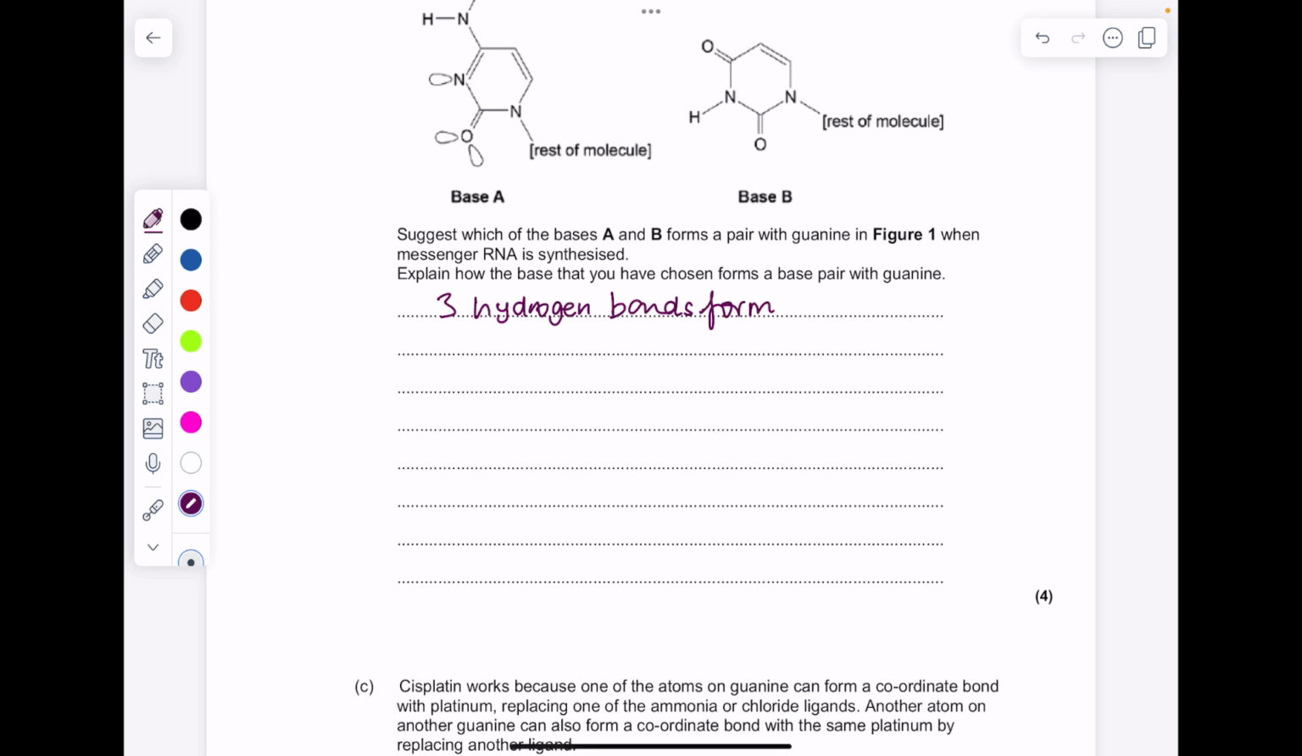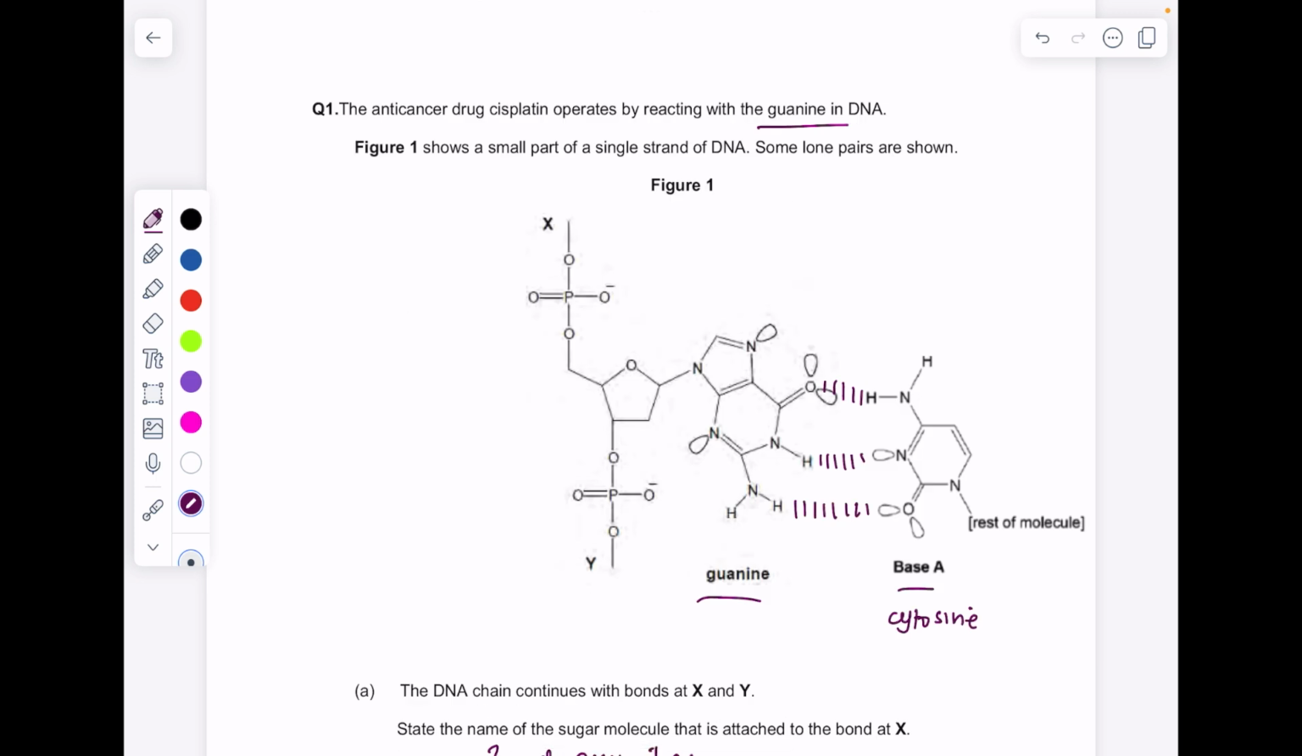So 3 hydrogen bonds form between base A and guanine. And actually, the way I've done it here, rather than writing a big description, you could just redraw the structure and show the hydrogen bonds, and that would be a clearer way for the examiner to see your answer.